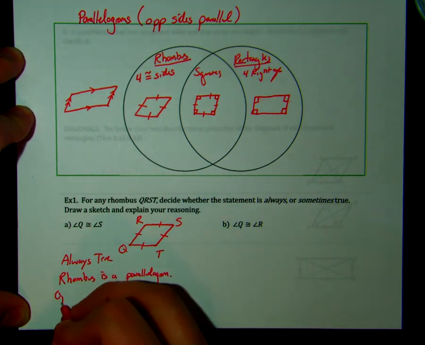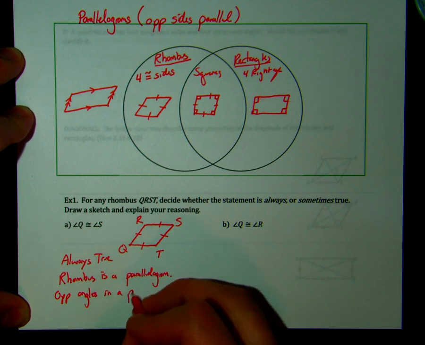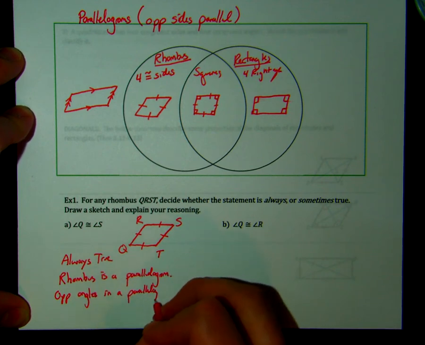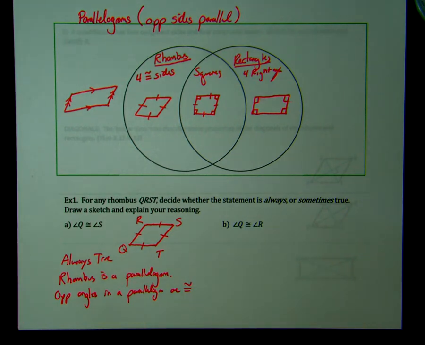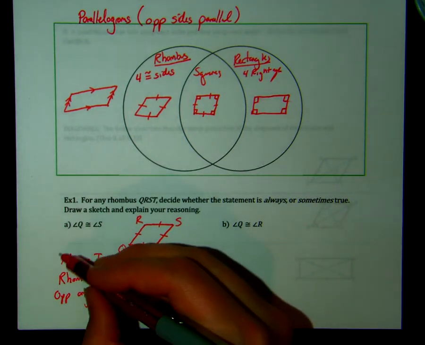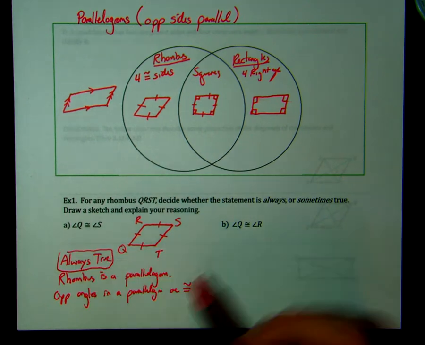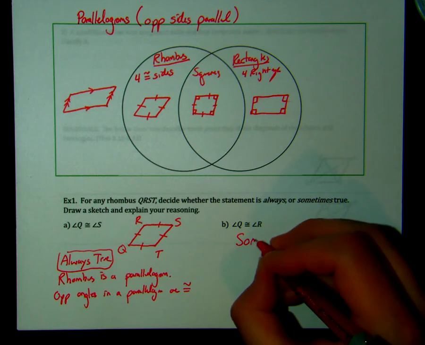All right, and the opposite angles in a parallelogram are congruent. Okay, so this is a case where we have to actually apply parallelogram properties to answer this question about a rhombus. All right, here I'll use the same picture for Q being congruent to R. Is this always, sometimes, or never true? This is not never true. Okay, this is actually going to be sometimes true.